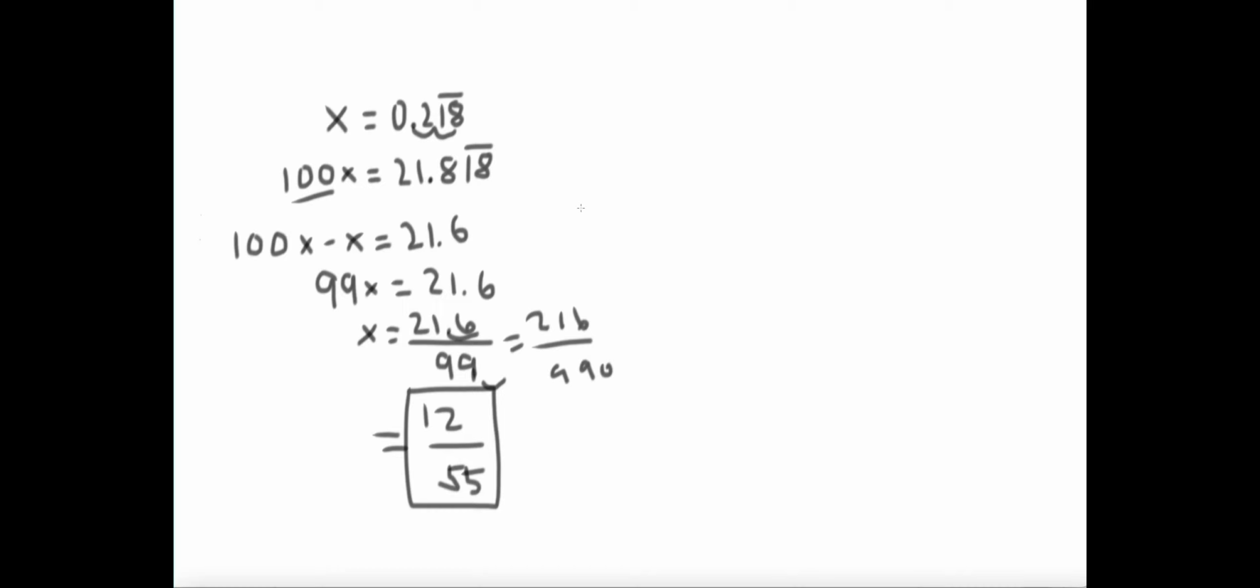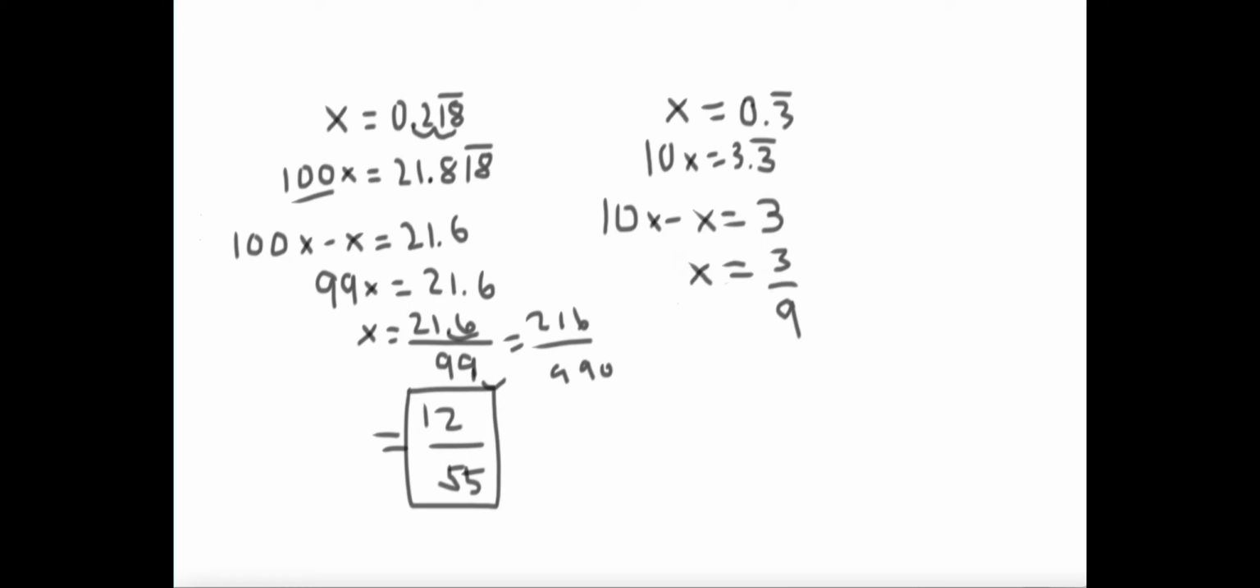Let's try another one of our previous examples. Let x be equal to 0.3 repeated. Since there is only one decimal repeating in this case, we multiply by 10. So it would be 10x equals 3.3 repeated. Then we subtract these two, which gives us 10x minus x equals 3, and the 0.3 cancels out. So we have x equals 3 over 9 as our final answer. Or we can simplify this further to simply 1 over 3.